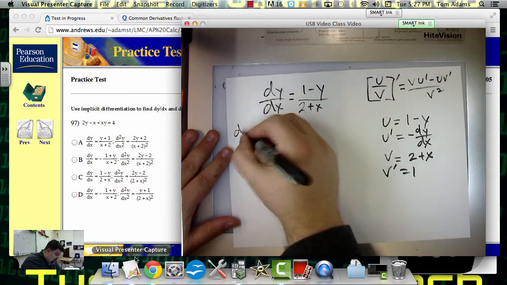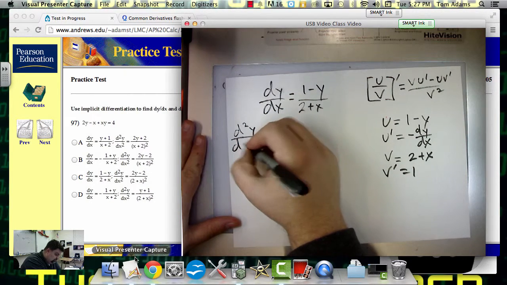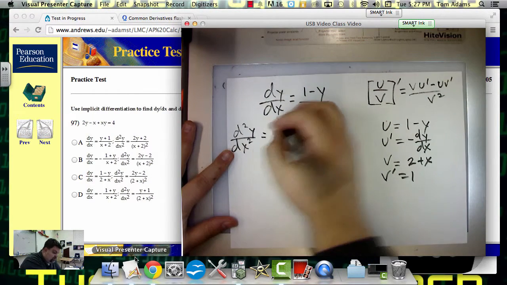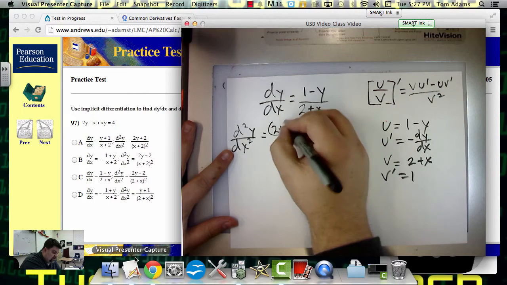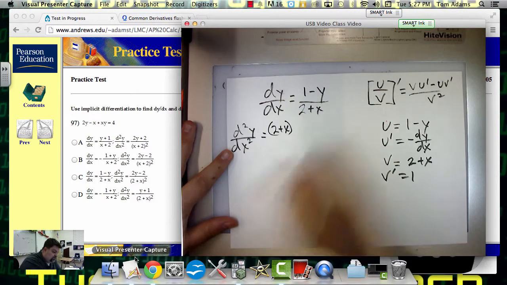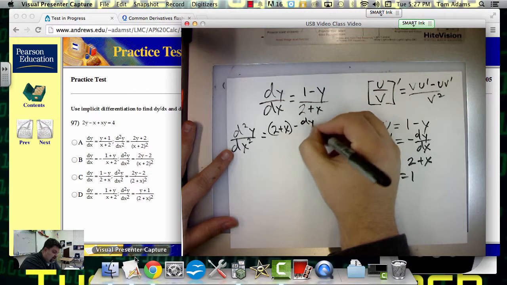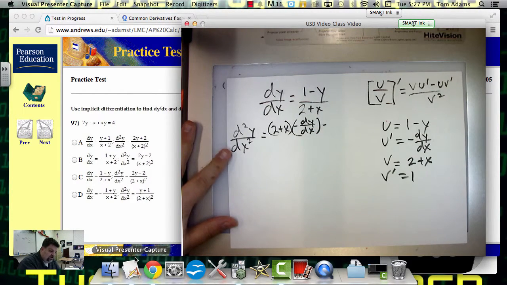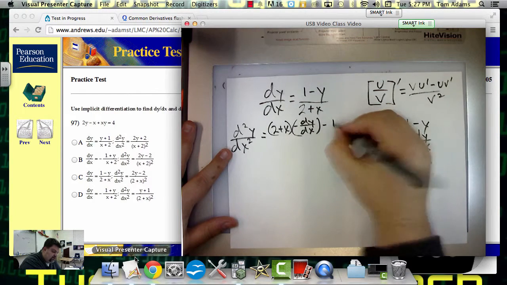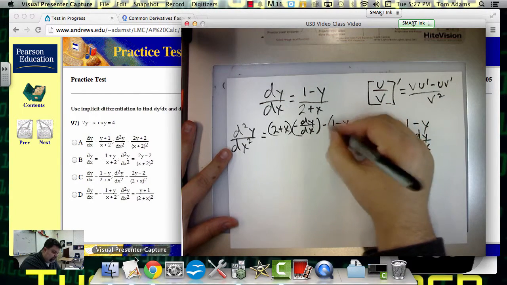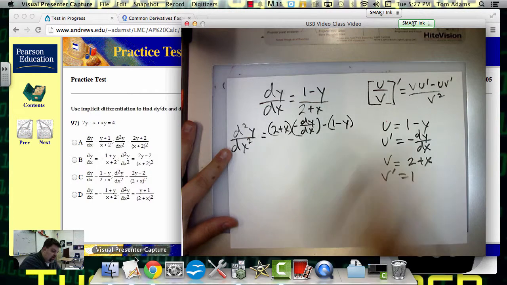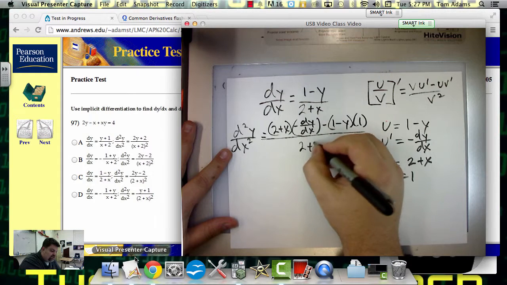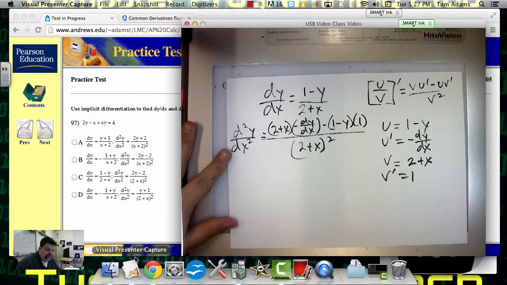So then my double prime is going to be v, which is going to be 2 plus x, times u prime, which is just negative dy dx, minus u, which is going to be 1 minus y, and then v prime, which is just 1. All over v squared, which is going to be 2 plus x squared.